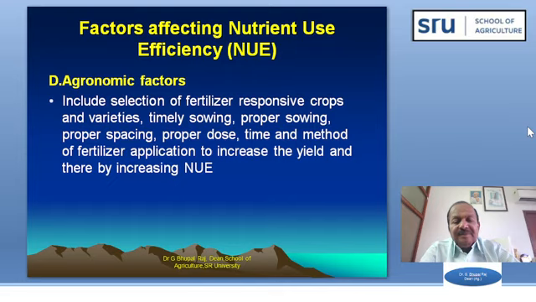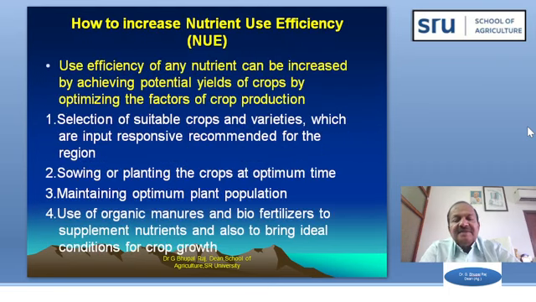There are some crops that give a very good response to the applied nutrients. For example, maize is a nitrogen and zinc loving crop. When we apply those fertilizers, it is a responsive crop, we can say. So depending upon that, these are the factors. And with timely sowing, if you sow the crop on time, the response to the applied nutrient will be more. The spacing, proper dose, time and method, all these factors play an important role in nutrient use efficiency.